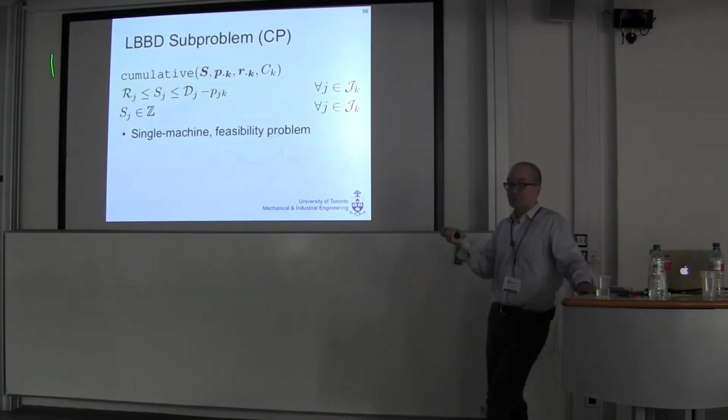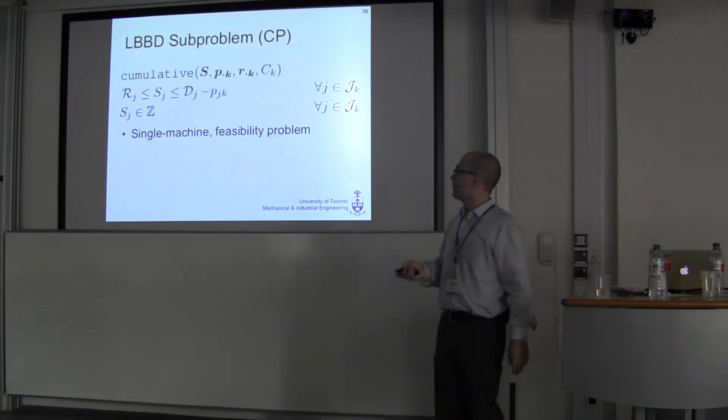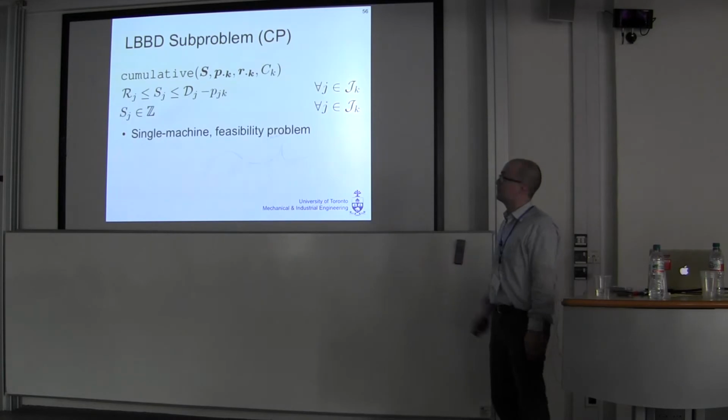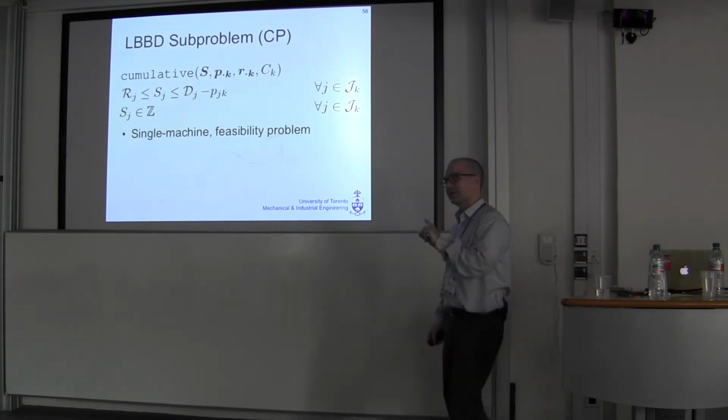This is going to be a good problem for constraint programming because inference is going to work right from the beginning. It's a single machine, cumulative feasibility problem. And of course, my machines are all solved independently because there's no interaction between the jobs.